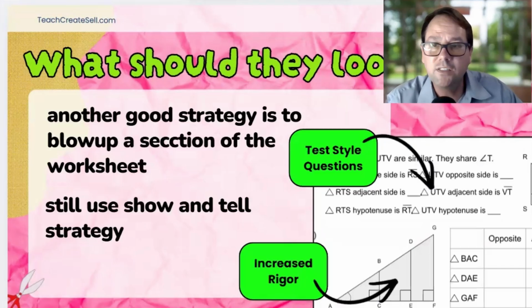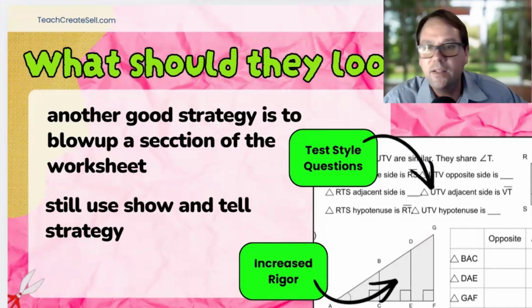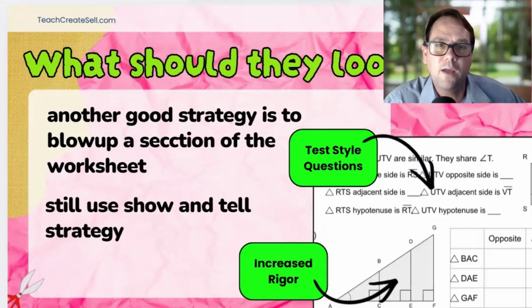Another good strategy is to blow up a section. So instead of showing the whole worksheet, just show a section. Blow it up, let them see so they really can experience it, understand what it's like, see how great it is. And then still, like I said, use your show and tell strategy where you're explaining what's great about this section of the resource.